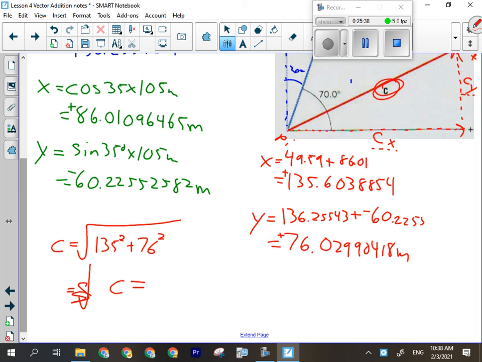155.4636937 meters. All right, so I've got that. Now I know how far I go, what my displacement's magnitude is. But displacement is a vector quantity, so I still need its direction. And how do I get that?